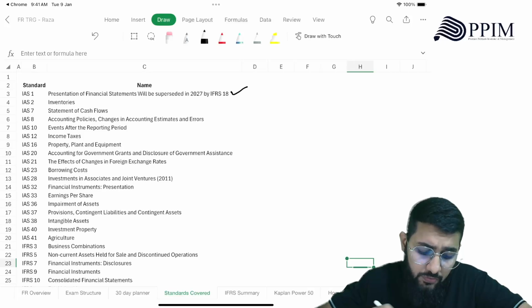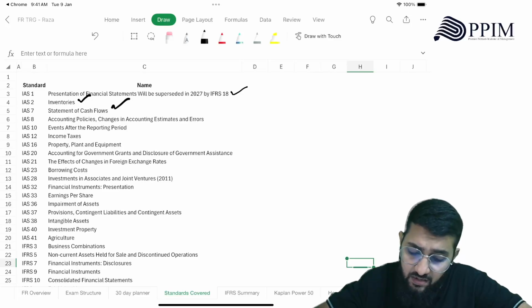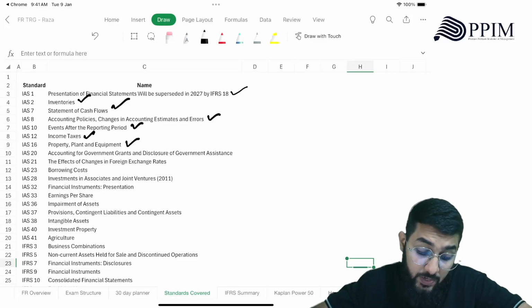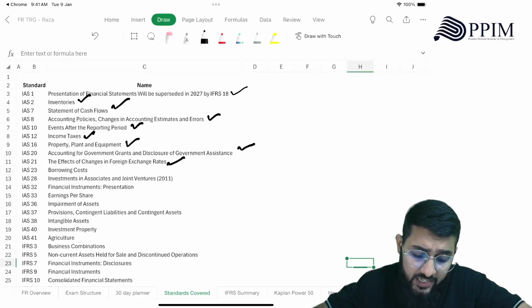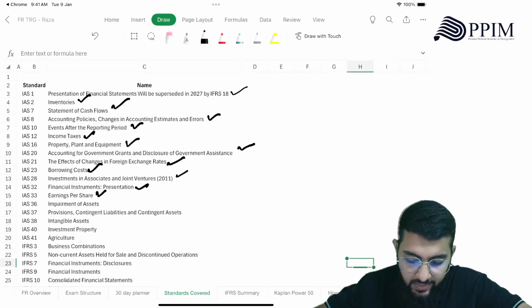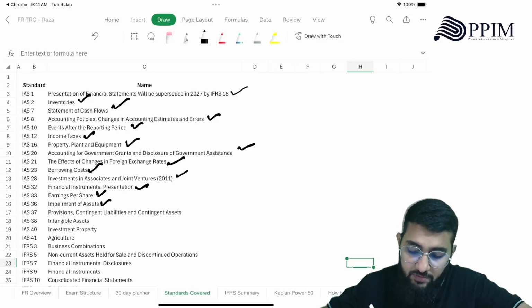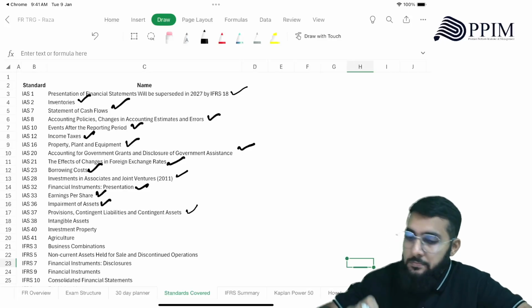Then we have IAS 2 inventories, IAS 7 statement of cash flows, IAS 8 accounting policies, changes in accounting estimates and errors. Then IAS 10 events after reporting period, IAS 12 income taxes, IAS 16 property, plant and equipment, IAS 20 government grants and assistance, IAS 21 the foreign exchange rates, IAS 23 borrowing costs, IAS 28 associates and joint ventures, IAS 32 the financial instruments presentation, IAS 33 earnings per share, IAS 36 impairment of assets, IAS 37 provisions, contingent liabilities and contingent assets.